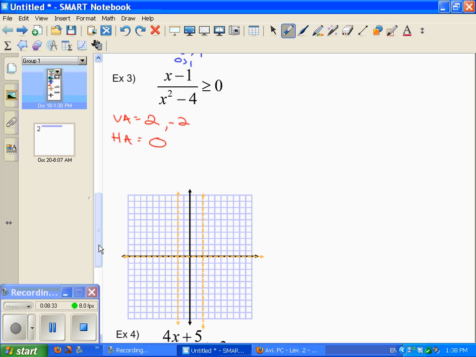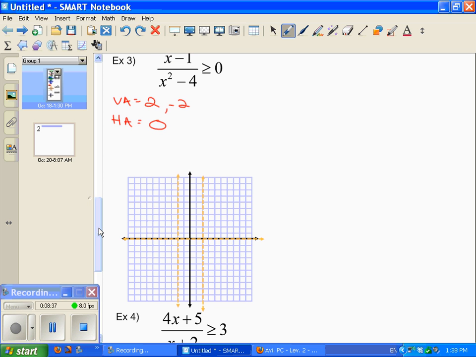All right, so when I go to graph this one, let's pick some points. What do you want to try? We'll just pick some x's so that we can get the actual graph drawn first. 3. Okay, so 3 is going to be outside here, so we'll try f of 3. That's going to get me 3 minus 1 over 9 minus 4, 2 over 5. Something that looks like that.